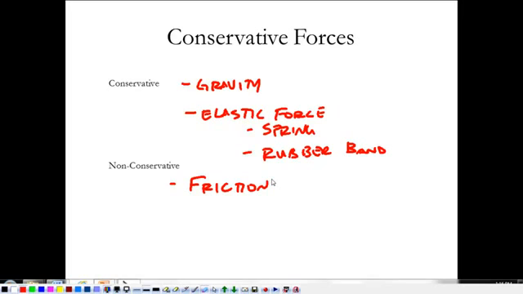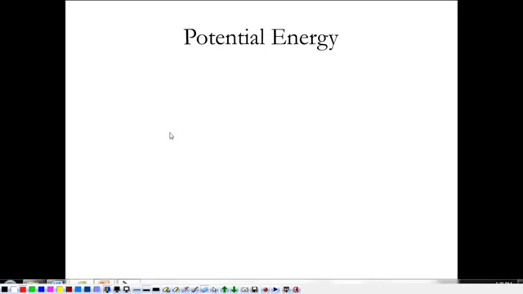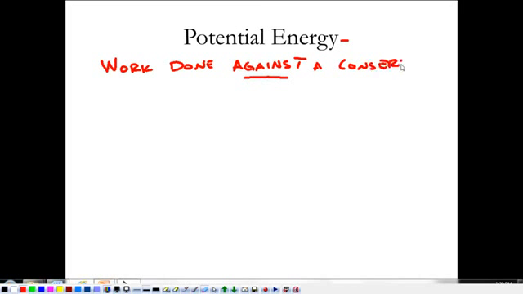So, potential energy. Potential energy has everything to do with conservative forces. So for our book definition, potential energy is the work done against a conservative force.